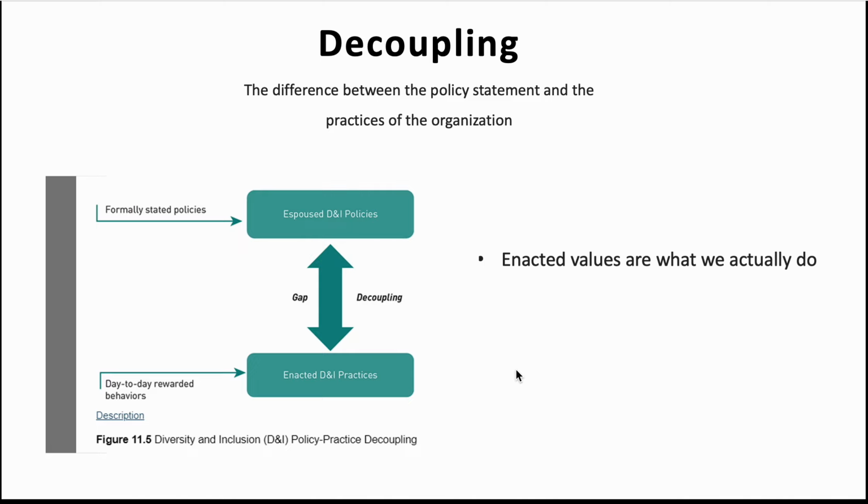So, our enacted values, this is what we actually do. What are we actually doing? Do we allow people to take advantage of our benefits? Do we allow people to take advantage of certain policies that we have written?